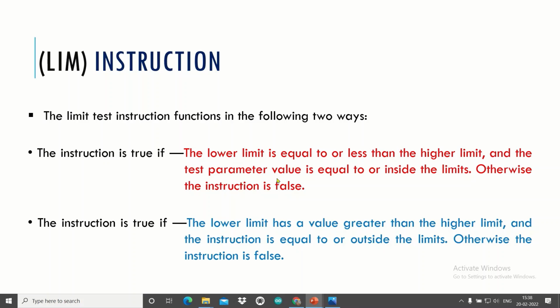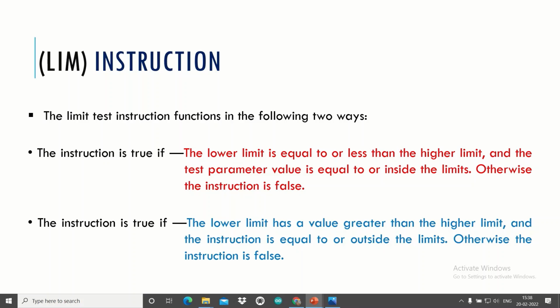Now you see the lower limit is equal to or less than the higher limit and the test parameter is inside the limit. What does that mean? Suppose your higher limit is 100, lower limit is 95 and the measurand or the parameter value is 96 or 97, then it is true, otherwise it is false. If your parameter value is 110 or 90, it is false.